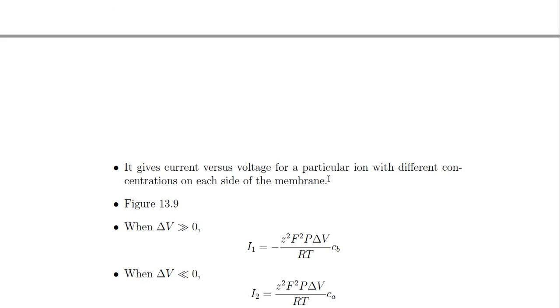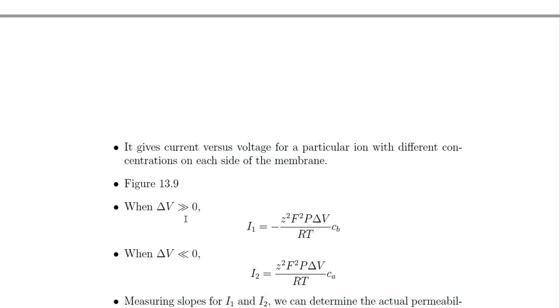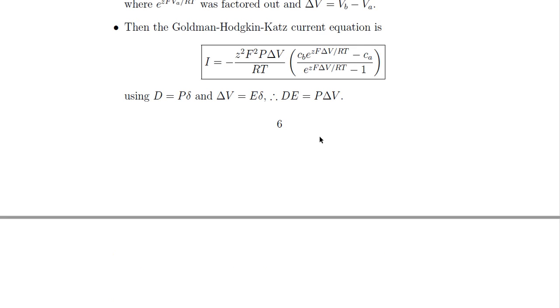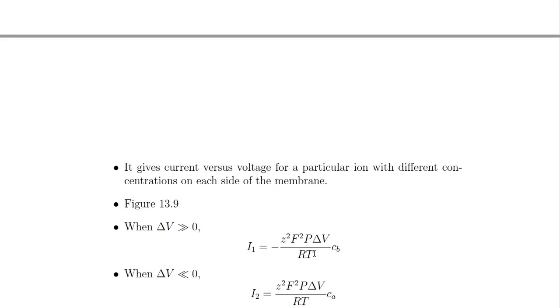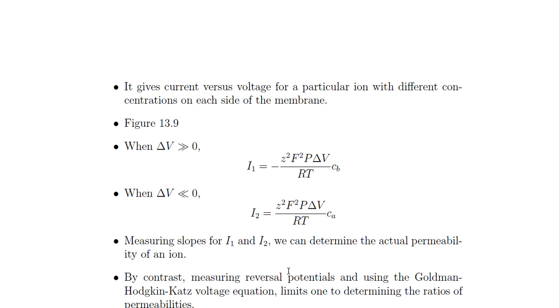Okay, so if we give current versus voltage for a particular ion with different concentration on each side of the membrane, we have this in figure 13.9 in our textbook. If delta V is greater than 0, then I1 equals this equation. When delta V is less than 0, we get this contribution from the concentration in the A compartment and this one from the concentration in the B compartment.